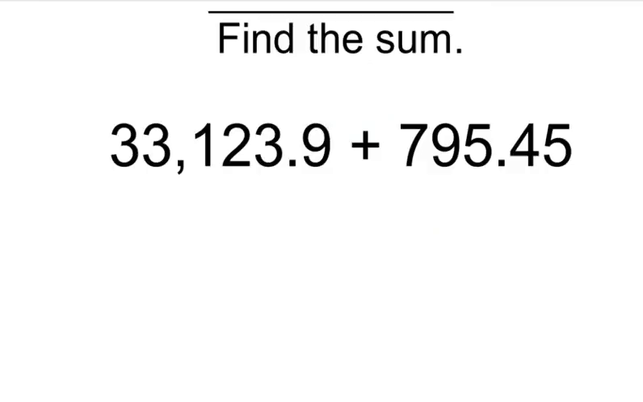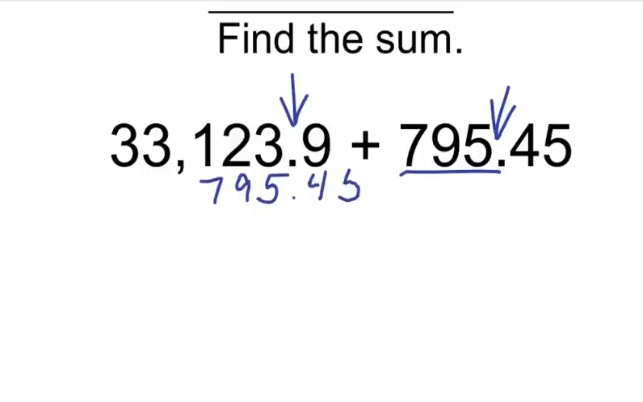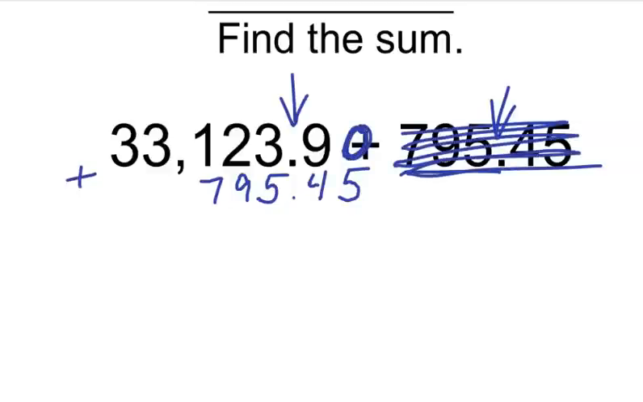Now we are going to find the sum, which means we're going to add these up, and we have to line up the decimals. Let's do the 795. We'll put those right there, and 0.45. This is going to have to be a 0 here. We're going to get rid of all this, and then we're going to add these up.